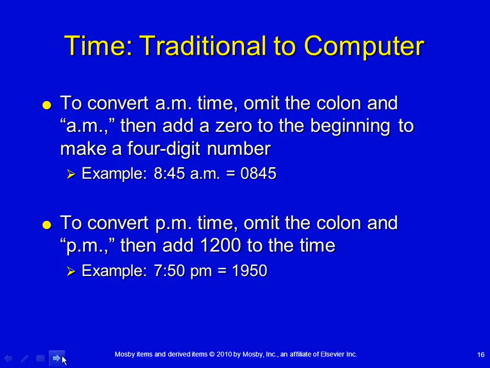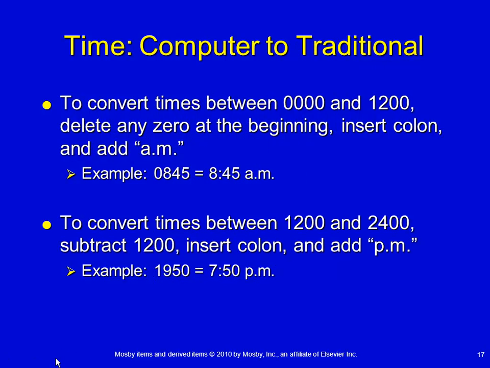To convert AM time, omit the colon. As you see here, you take the colon out, add a 0 to the beginning and make it a 4-digit number. 0845. To convert a PM time, you omit the colon. So we're going to take this colon away and add 1200 to the time. That's what we were explaining on the face of the clock.